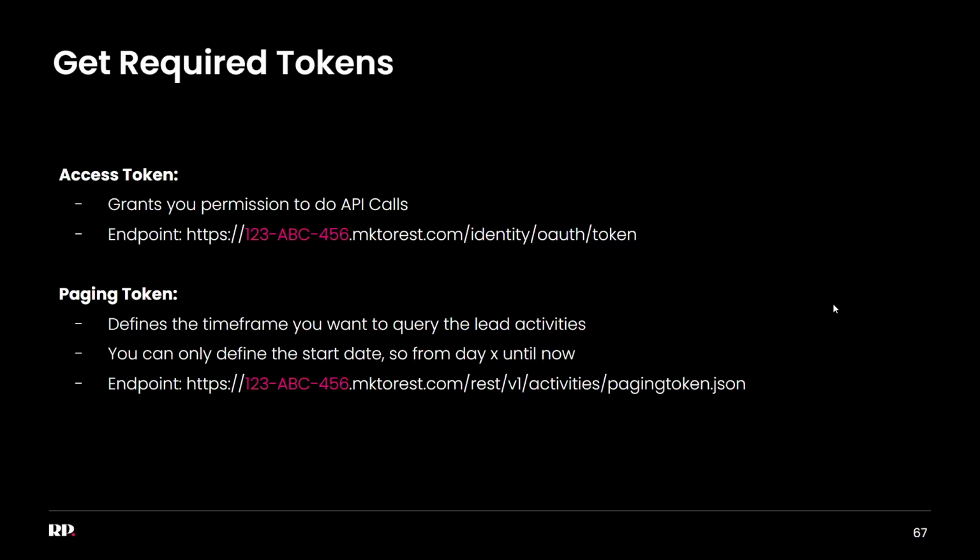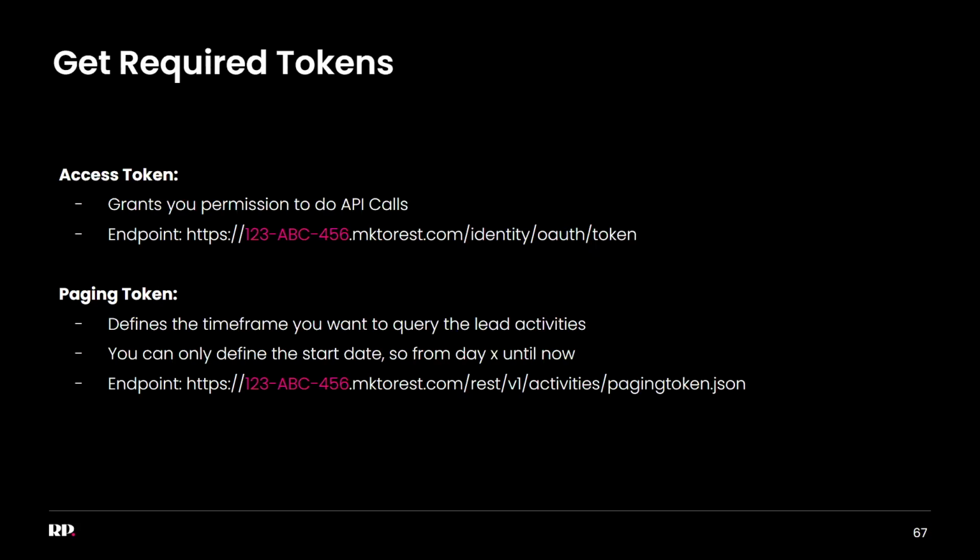After Zapier receives that API call, you'll have to run two other API calls to Marketo. Basically, you have to get the access token in this first endpoint, and I highlighted in yellow where you should replace it with your Munchkin code, your instance ID, basically, and you can get that in the instance URL. And then you have to get the paging token that, as I said, will define the time frame you want to query the lead activities.